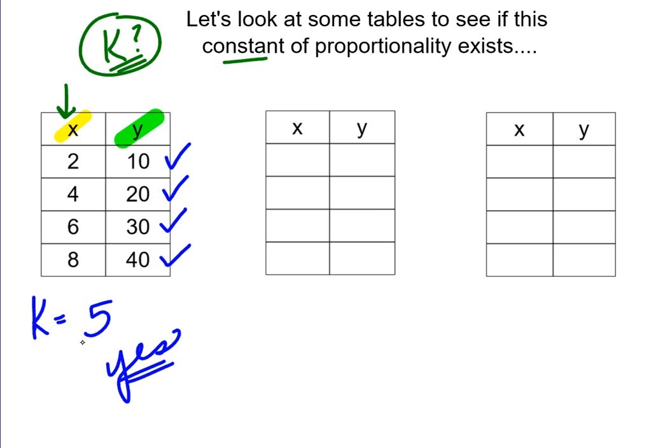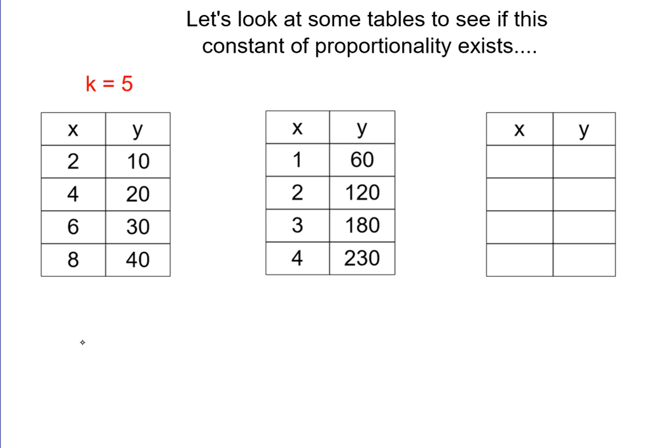So let's take a look at another table and see, is there a constant of proportionality that exists here? This time, we're looking at the independent variable being 1, 2, 3, and 4, and the dependent variable y being 60, 120, 180, and 230. So if we take a look from 1 to 60, we would say that multiplying by 60, 1 times 60, would give us 60. That works. 2 times 60 is 120. It works there. 3 times 60 is 180. It works there. And 4 times 60 is 240. So it does not work here.